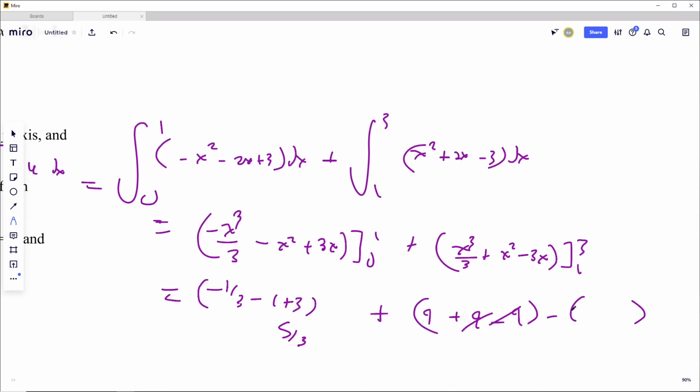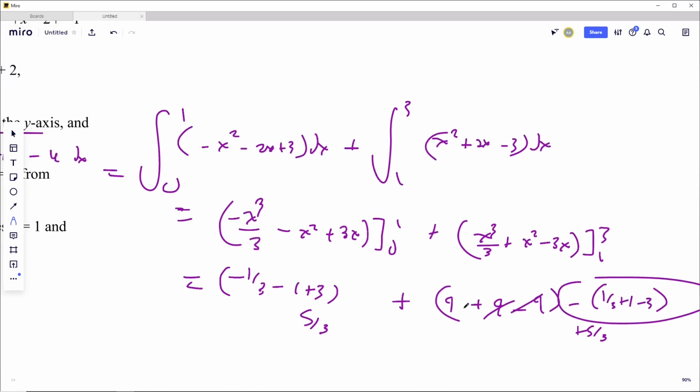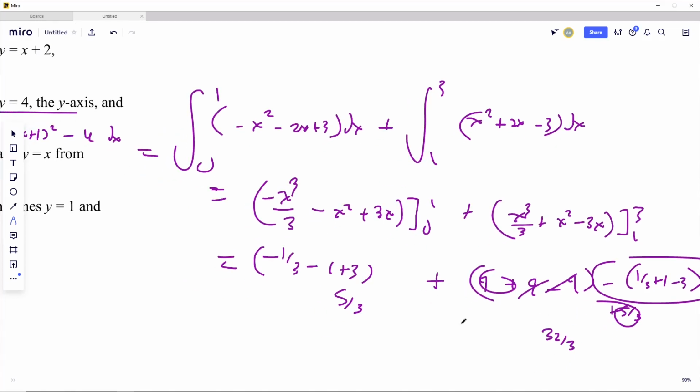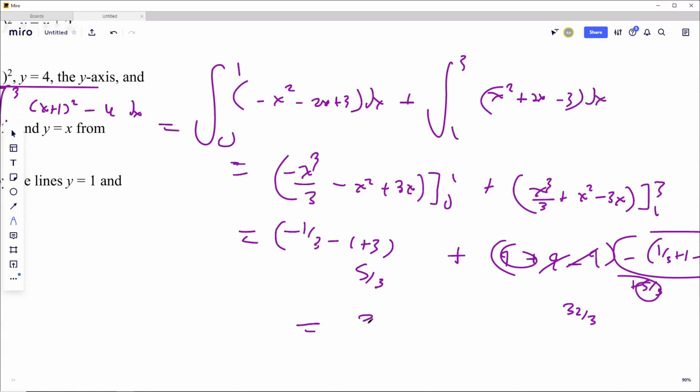Minus 1, so 1 over 3, plus 1 minus 3. This is 4 over 3, minus 3, that's minus 5 over 3, so plus 5 over 3 with the minus, so 9 plus that, here you get 32 over 3. If you add these two, and add these two, you can already see that there's 37 over 3, 5 plus 20, 32, we get that, so 37 over 3.